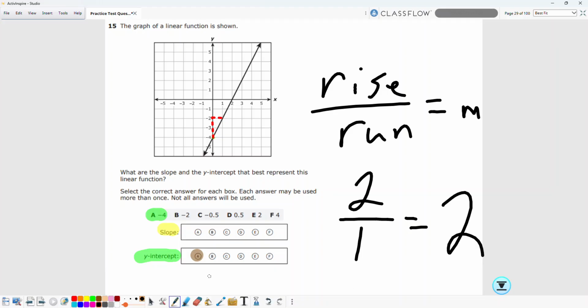And so let's hit the highlighter again. So my slope is 2. I find the positive 2. That's E. And so I just bubble in E. And there we have it. That's all there is to it. You're just reading the graph. All right. There you go.